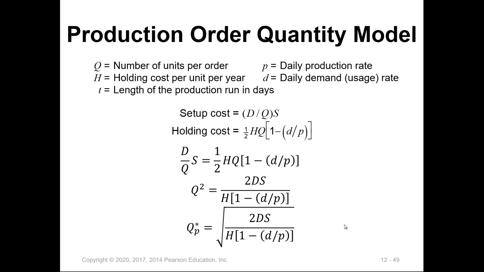So we can find the number that we need to order when the time to reorder comes. We set D over Q times S equal to half HQ multiplied by 1 minus D over P. With a little algebra and moving stuff around, we can find that the optimal production order quantity Q star will equal the square root of 2DS divided by H multiplied by 1 minus D over P.